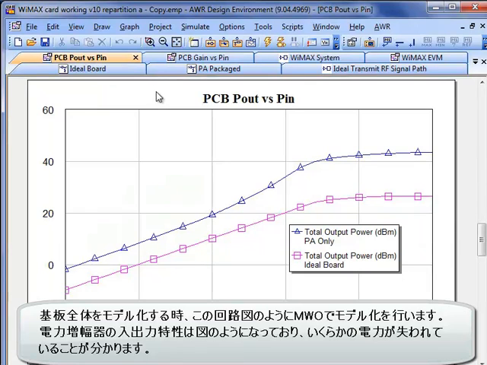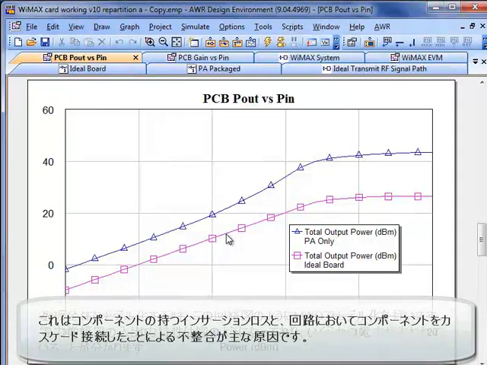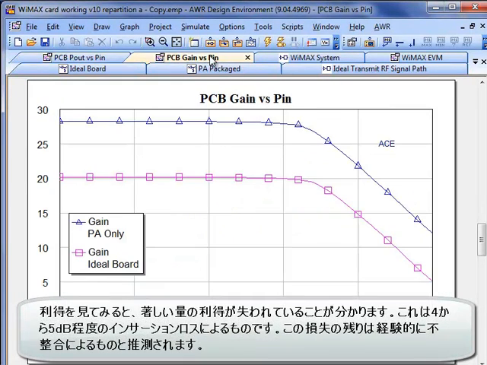Our P in, P out curves for our PA look something like this, and our ideal board is somewhat less than that. We've lost some power out versus power in, and that's mainly because of the mismatch in these circuits as we're cascading them, as well as the insertion loss for the various components. If we look at the gain, we see a similar thing where we've lost an incredible amount of gain because of the insertion loss, which is on the order of 4 or 5 dB, but the rest of this loss that we're experiencing is due to mismatch.